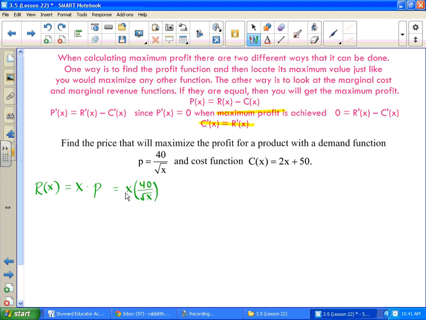What do I do with those exponents if this is in the numerator, this is in the denominator? Subtract, so what do I get? 40x to the half. Is everyone okay with that? So this is my revenue function here. What do I need to do with it? Take the derivative. So what's the derivative of my revenue?